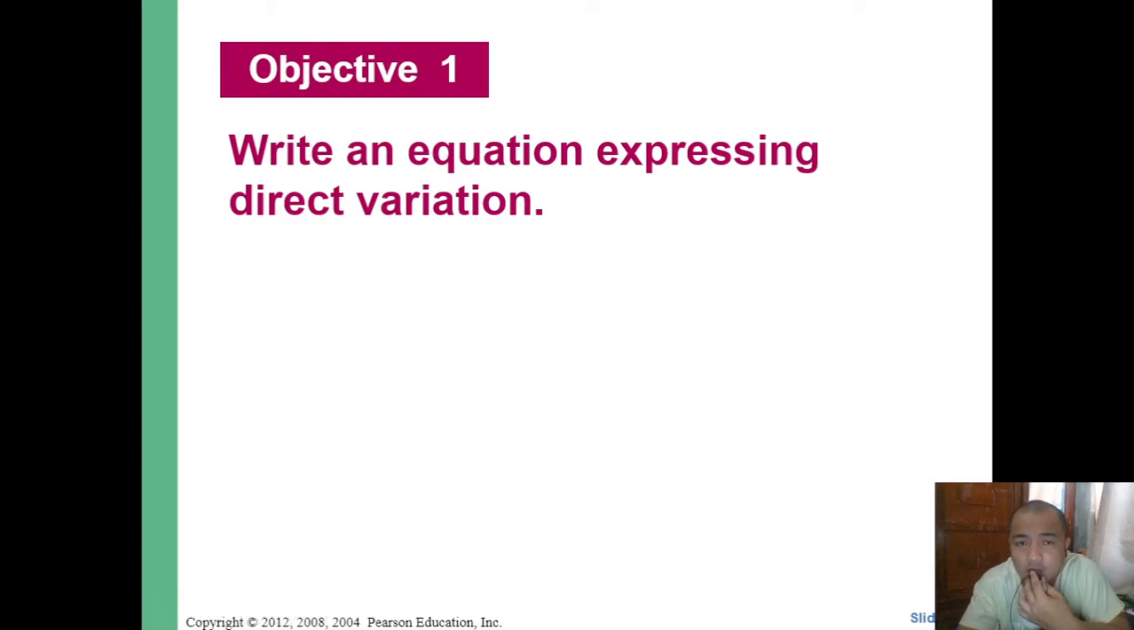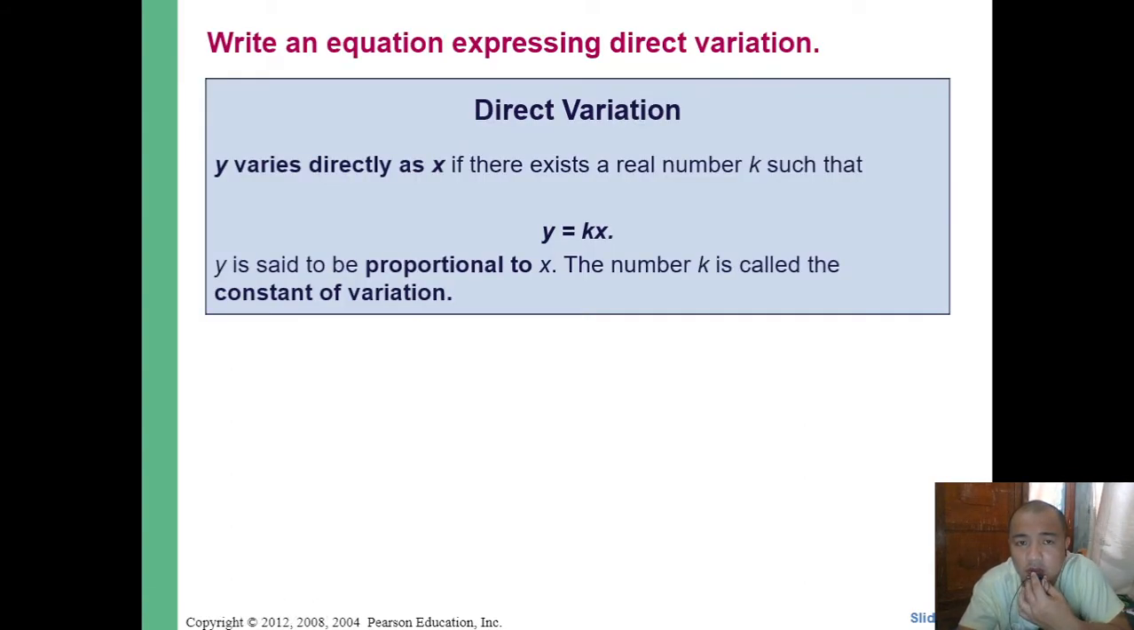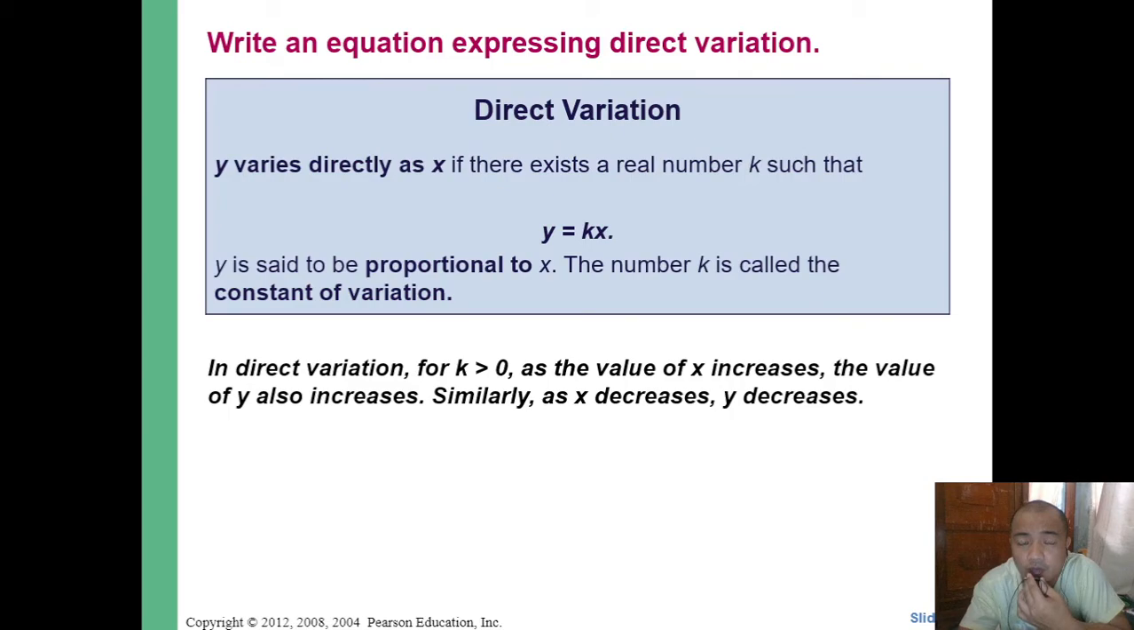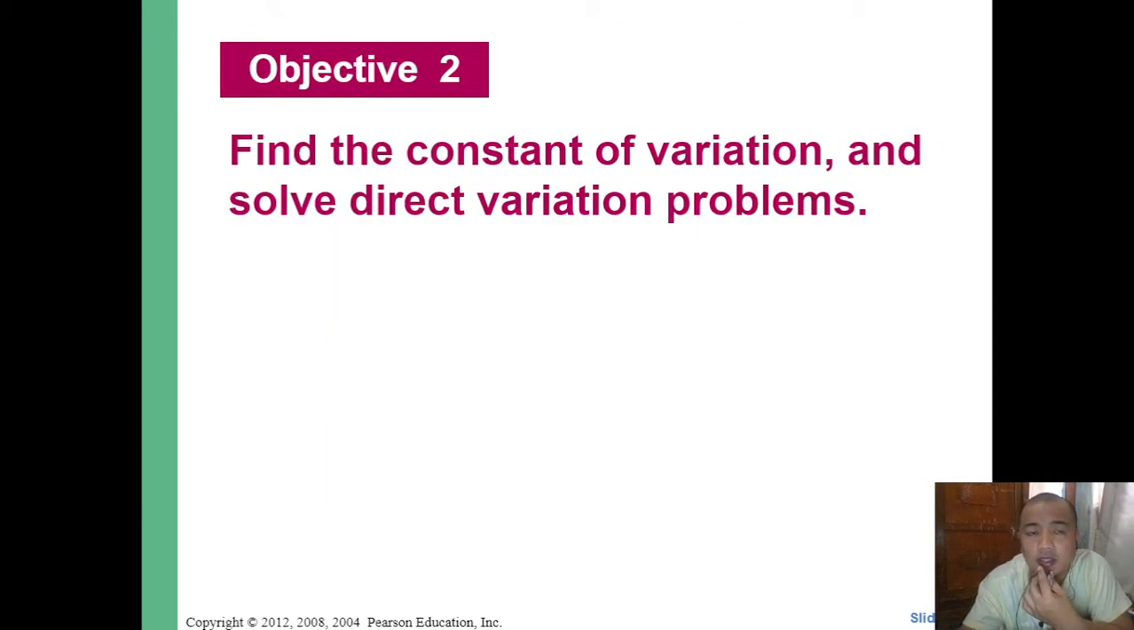Objective 1, write an equation expressing direct variation. Let's review direct variation. We have the statement: y varies directly as x if there exists a real number k such that y equals kx. Y is said to be proportional to x. The number k is called the constant of variation. In direct variation, for k greater than 0, as the value of x increases, the value of y also increases. Similarly, as x decreases, y decreases. We've already discussed this part last time.